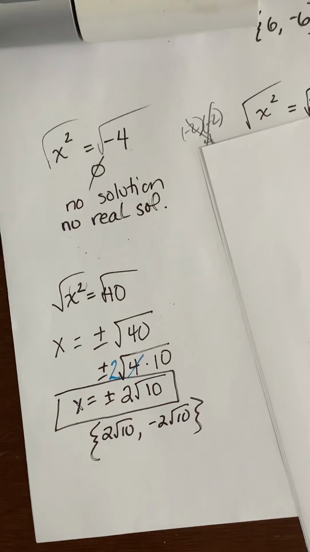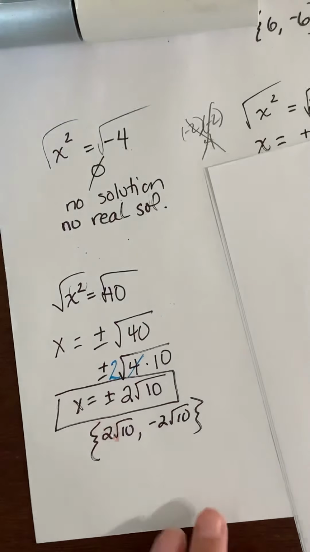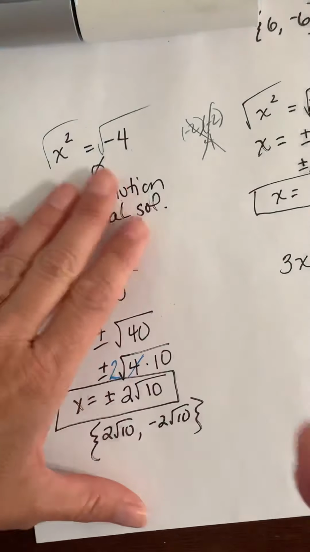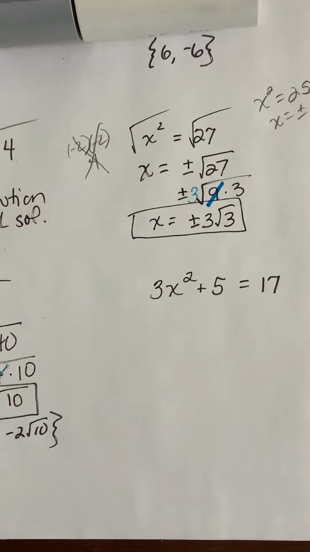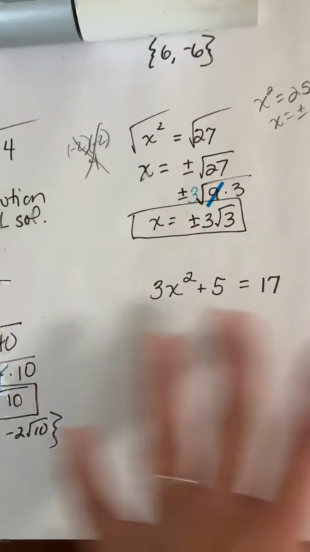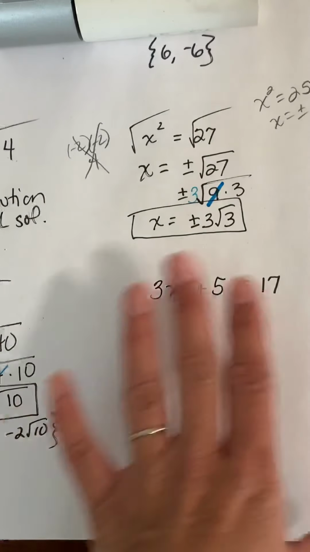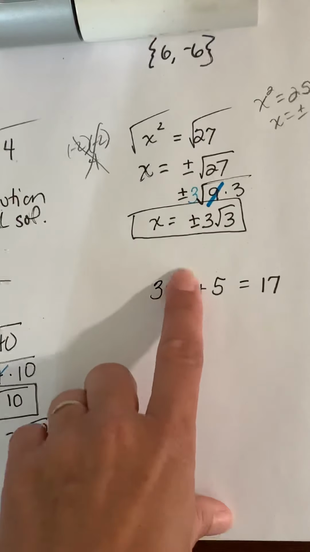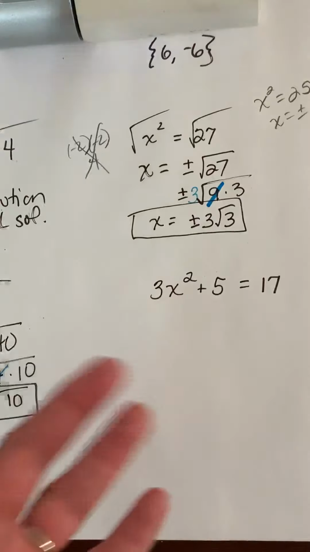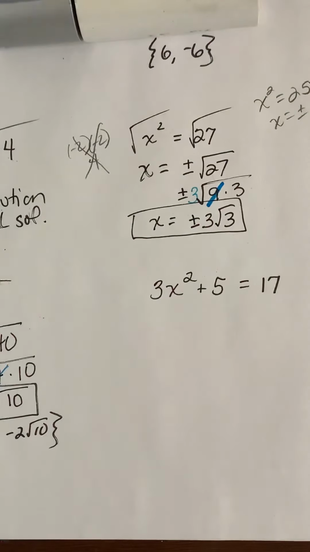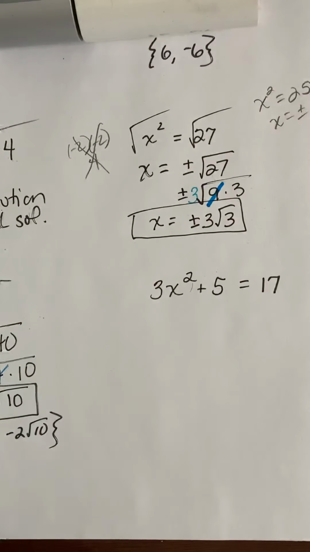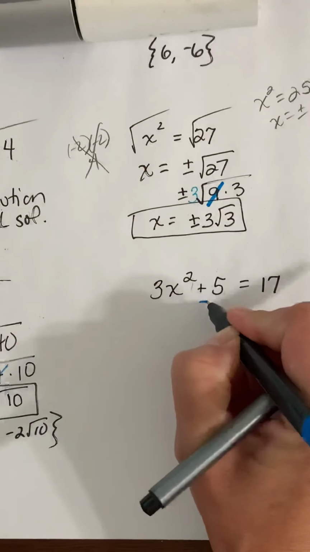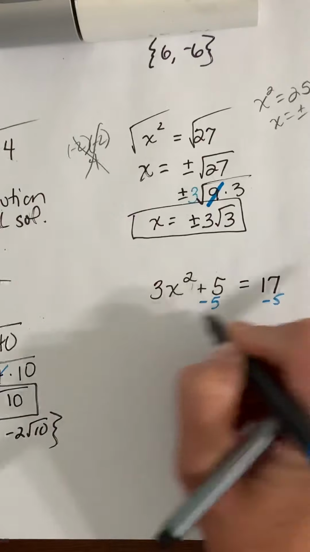Okay, last one is the one where I just add a little bit more work to it, but it's not more difficult at all. Okay, this just has more stuff going on. So whenever you see an x squared, but there isn't an x, it's just an x squared in that equation, then get the x squared by itself, just like you would if it was an x. So I'm going to first isolate the 3x squared by subtracting 5 on both sides, and you don't even really have to show this. You can kind of just do it.